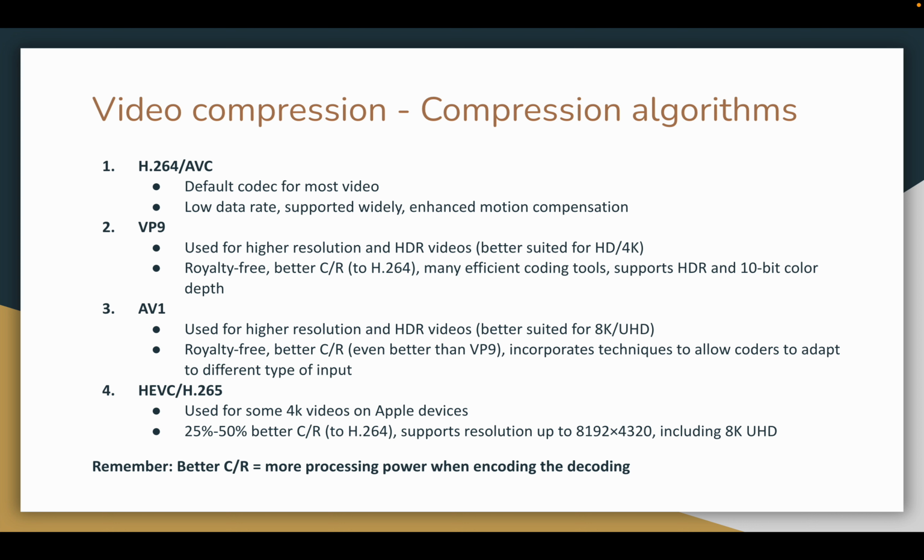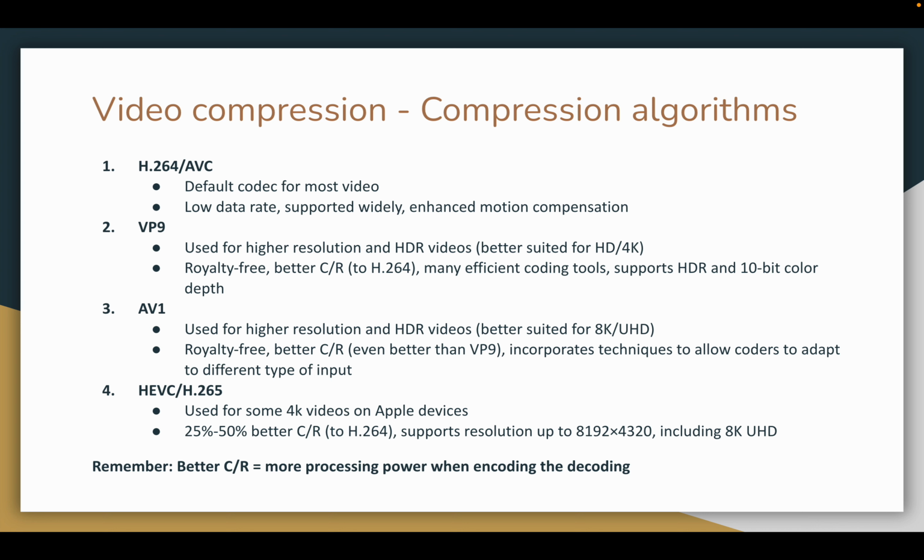Next, we have VP9. This codec is used for higher resolutions and high dynamic range videos, also called HDR. It is better suited for HD and 4K videos. It is royalty free, developed by Google. It has a better compression ratio compared to H.264, or provides a higher quality video at the same bit rate. There are many efficient coding tools for VP9. It supports HDR and 10-bit color depth.